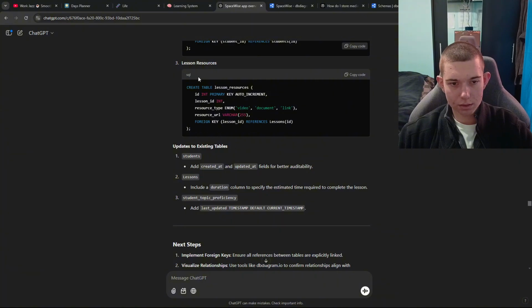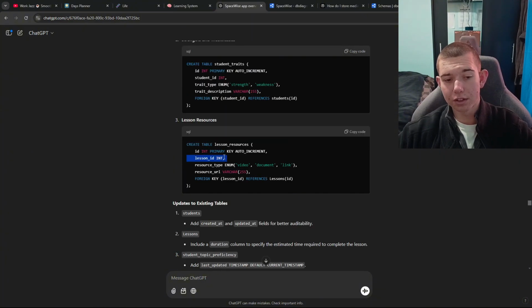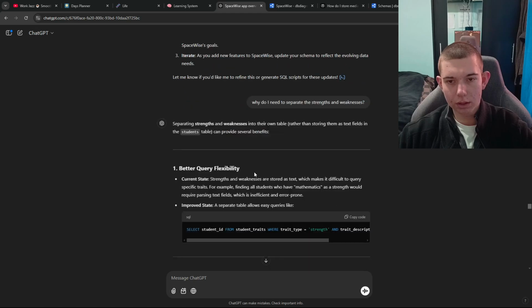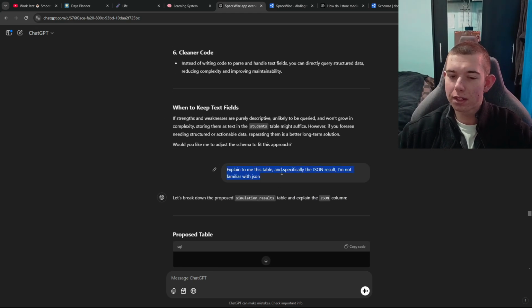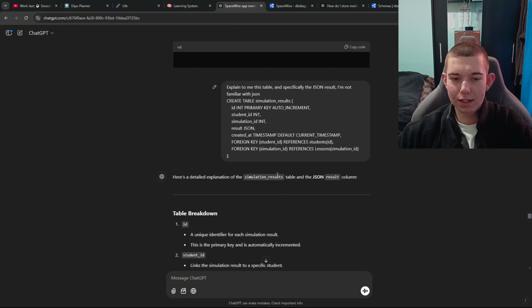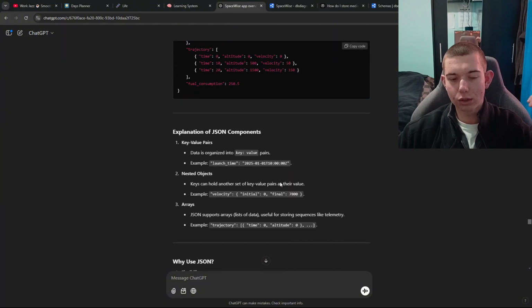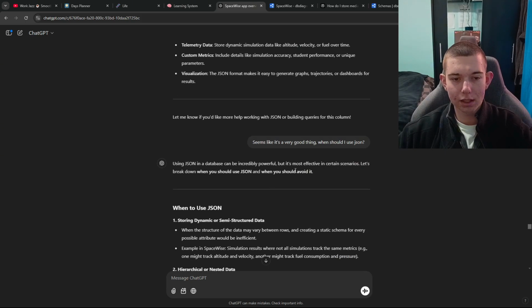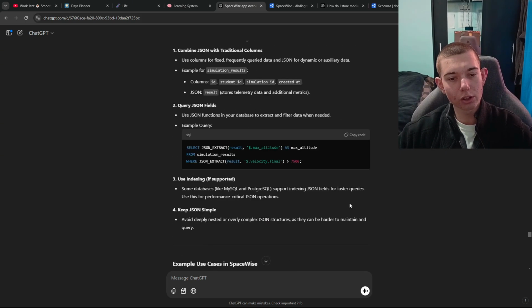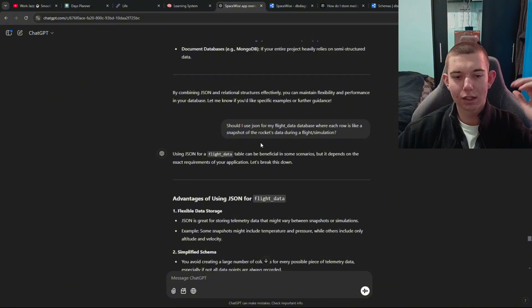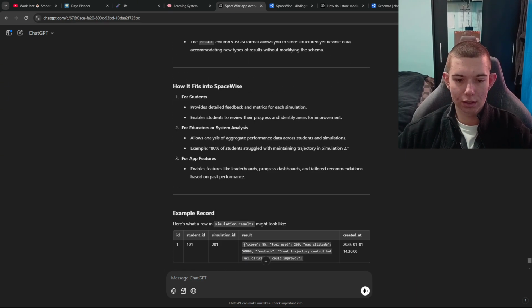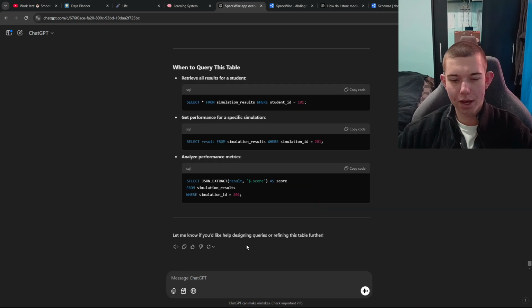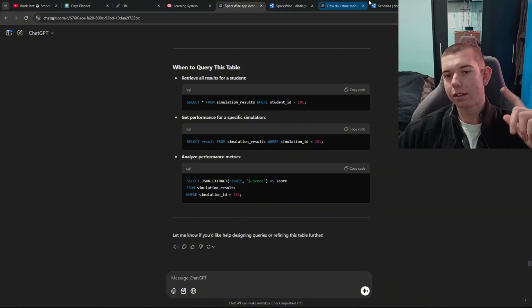What else? I still haven't done this yet, but I will do it. Then I asked why, like explain to me this table, why is this happening? I tried to understand the things really well. I asked about JSON a lot because I wasn't very familiar with it. I just kept asking, and I improved many things.